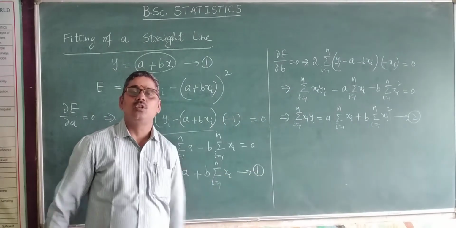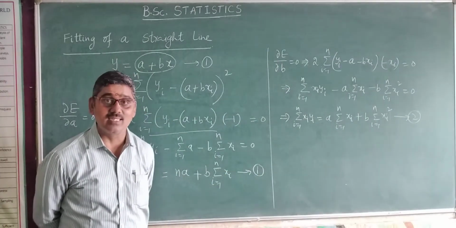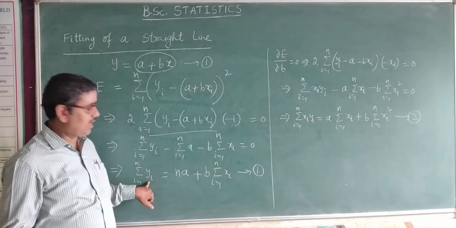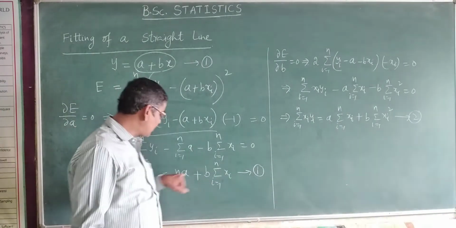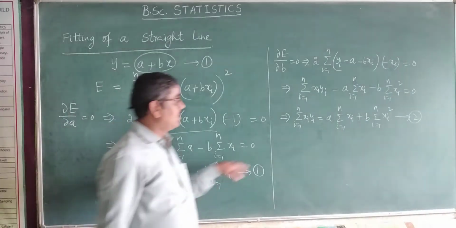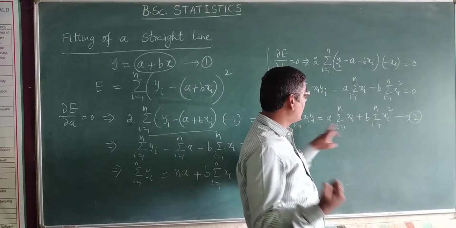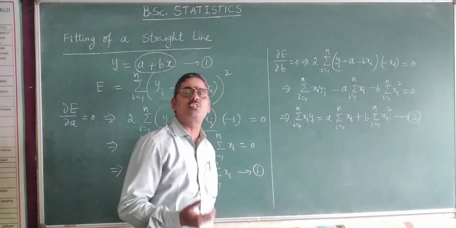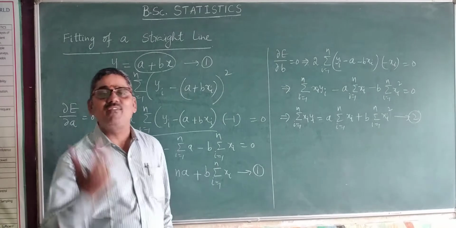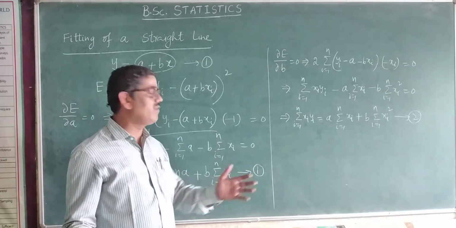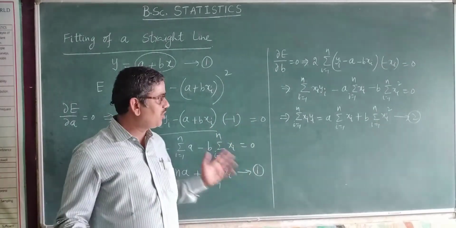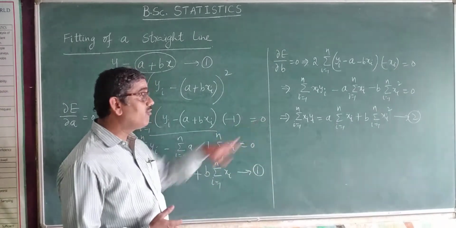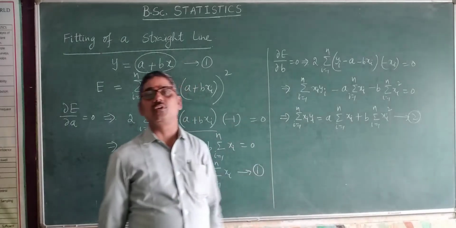Equations 1 and 2 are called normal equations, in which you see here summation yi you will get from the data, summation xi you will get from the data, n you will get from the data, summation xi yi you will get from the data, summation xi square. All these quantities we can obtain from the given data. xi, yi will be given to you. From that we can calculate all the values including n. Only the parameters a and b we have to find out.